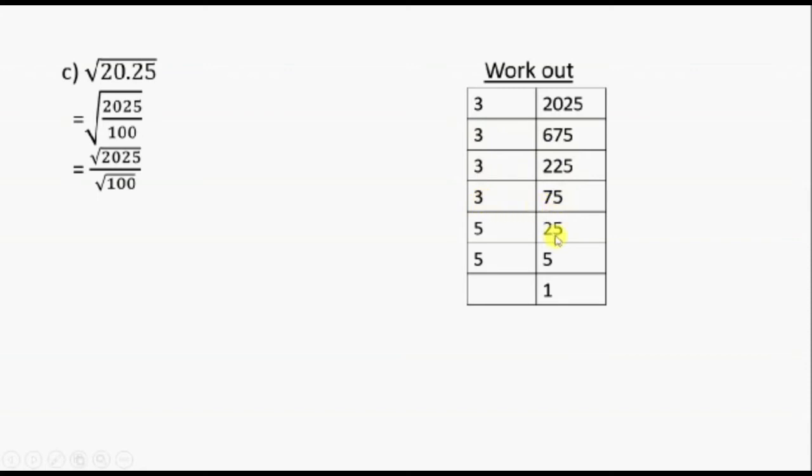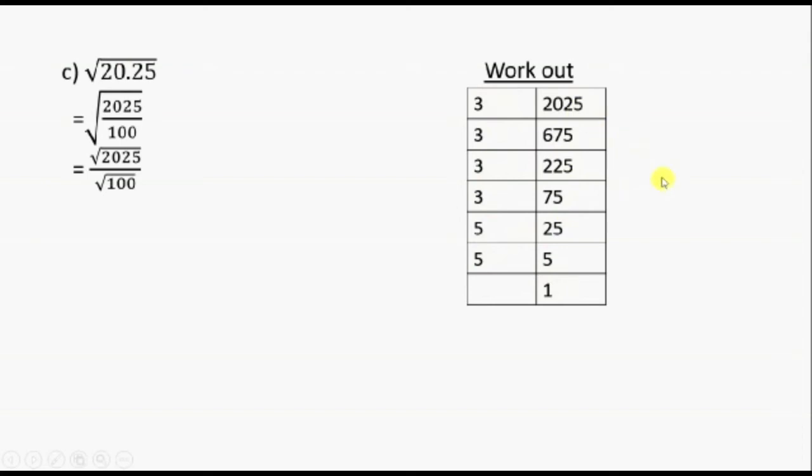Are we going to use 3? No, we are going to have a remainder. We go to the next prime number. 5 into 25 is 5. 5 into 5 is what? 1. Then we multiply 3 times 3 times 3 times 3 times 5 times 5 to give us 2025.